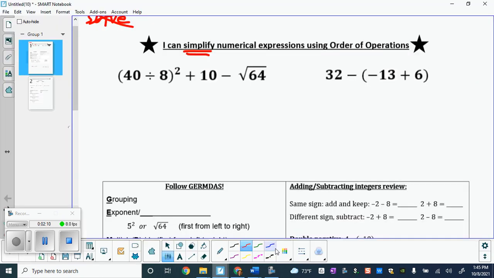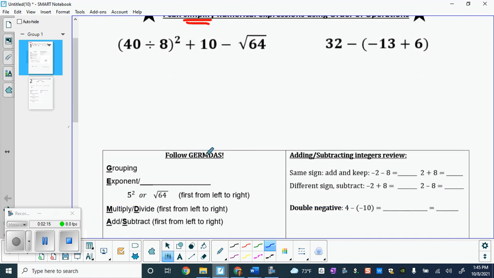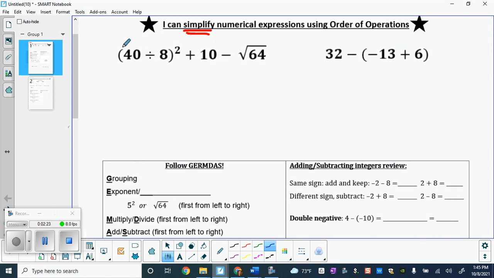And now let's dive on into the note taking. So first, when we're following GERMDAS, we're looking for anything that's grouped together using parentheses or even absolute value. So when I look at this first problem, right here inside these parentheses, I see 40 divided by 8. So I'm going to handle that first, and I'm going to write a 5. And then everything else I'm just going to write and copy down as it was in the problem. So I'm going to be color coding here in my notes.